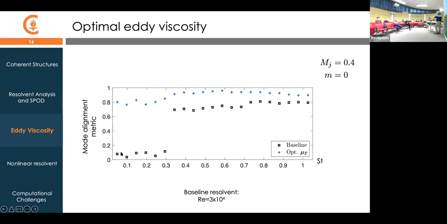At low frequencies, the unmodified model is useless. The alignments are way down here at 0.1, so these fields are completely uncorrelated. What's interesting is that the optimizer is able to find some eddy viscosity that brings those alignments all the way up to better than 80-ish%, right? Which is really quite good quantitative agreement between the two quantities.